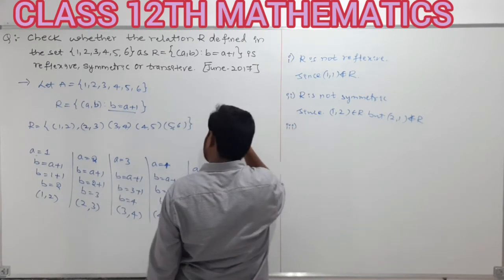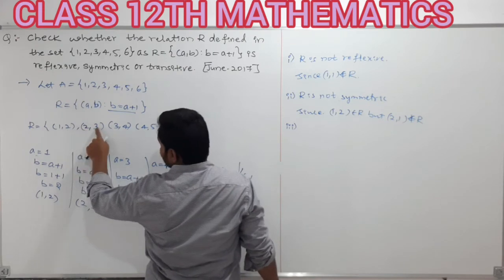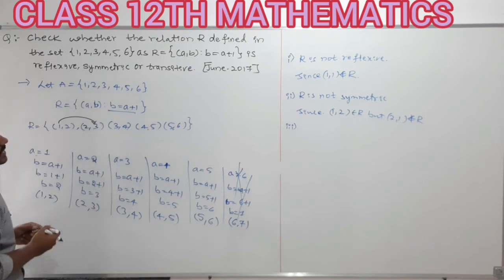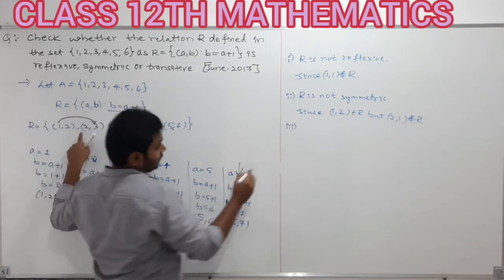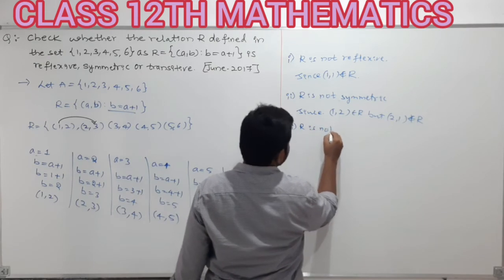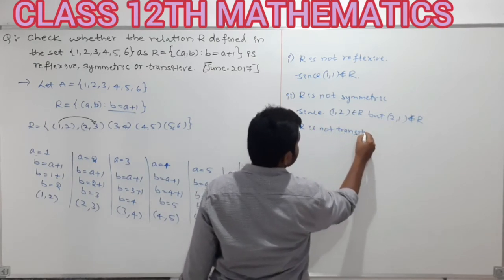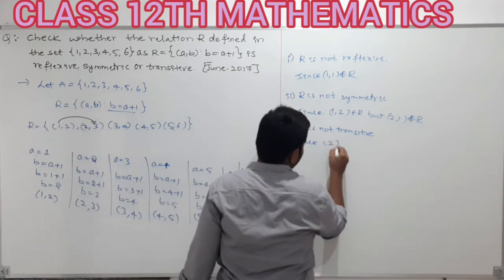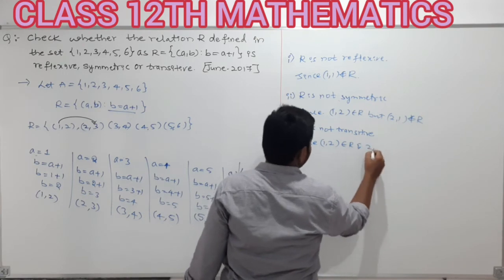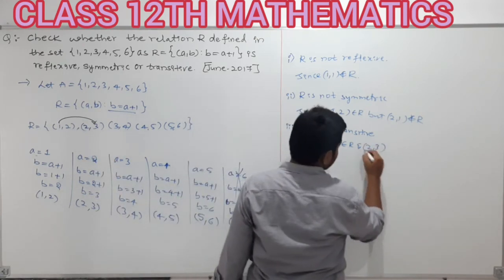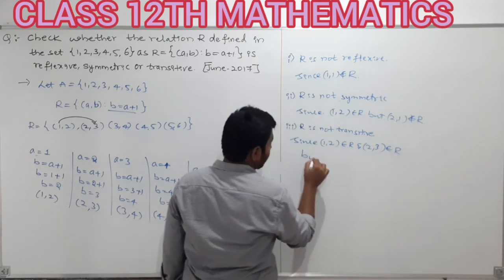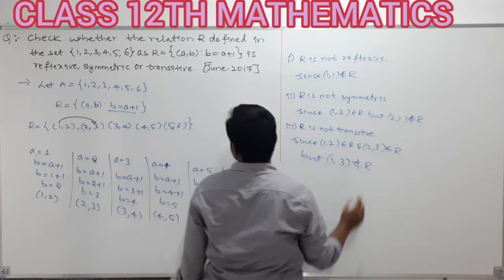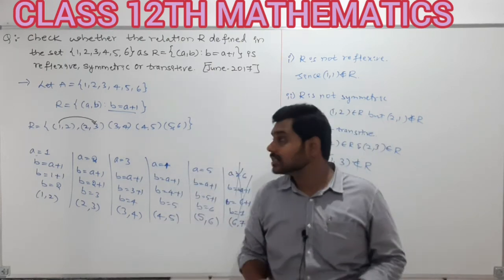And next, third one, my dear students, transitive. (1, 2) is there, (2, 3) is there. It means (1, 3) must be there. Whether (1, 3) is there in the given relation? No. So R is not transitive, since (1, 2) belongs to R and (2, 3) belongs to R, but (1, 3) does not belong to R. Therefore R is not transitive. Like this you should prove, my dear students.